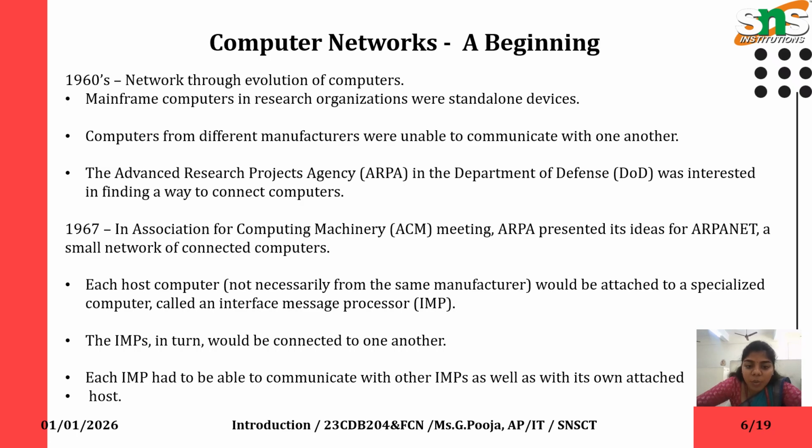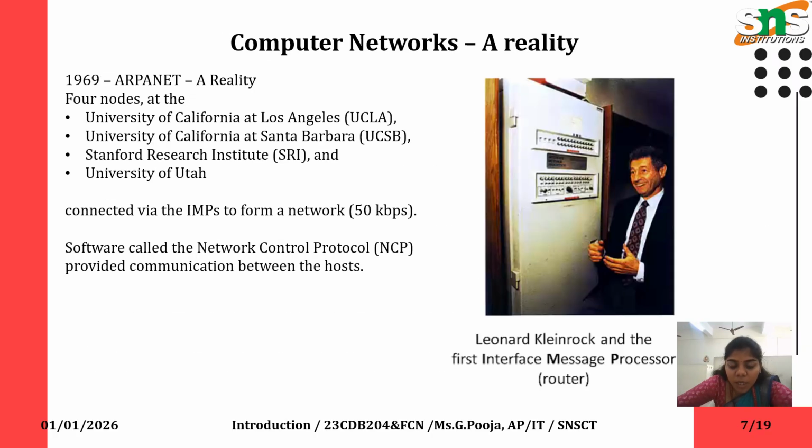So each host computer would be attached to a specific computer, and this is called the interface message processor. This in turn would be connected to another computer. So each IMP would be able to communicate with another one with its own attachments. And then in 1969, the ARPANET in reality used 4 nodes, connected via the IMPs to form the network.